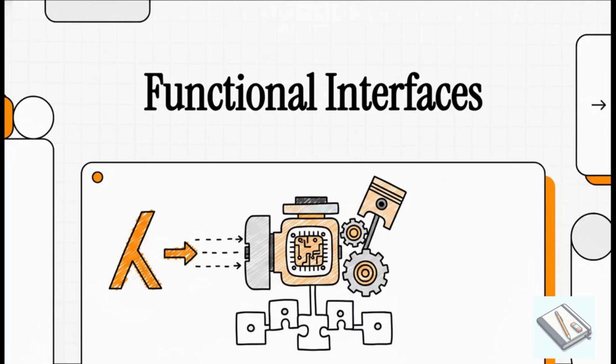Jump right in. In our last explainer, we had a lot of fun looking at the magic of Lambda expressions and how they radically clean up our Java code. But today, we're popping open the hood. We're going to explore the secret engine that actually makes those Lambdas run: functional interfaces.